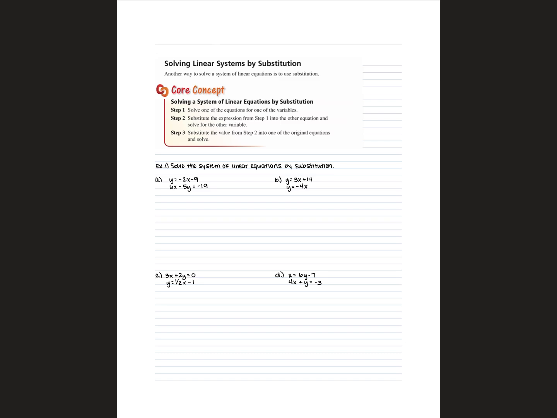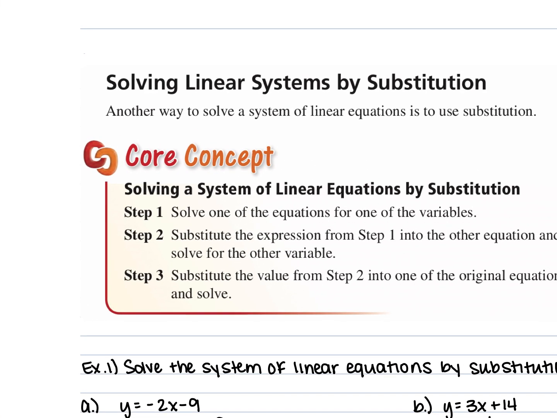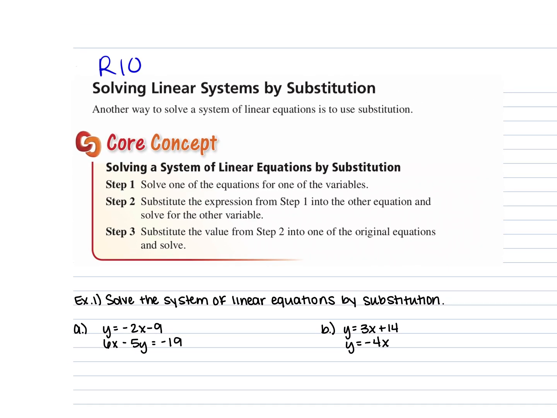So this is R10. We're going to be solving linear systems with substitution and elimination. So we have a system of equations, which means we have two equations with two variables. Yesterday we were just solving one equation with one variable. Now we have two equations with two variables, so we're going to end up with two answers.